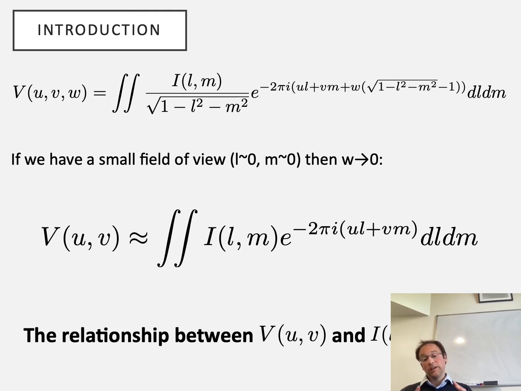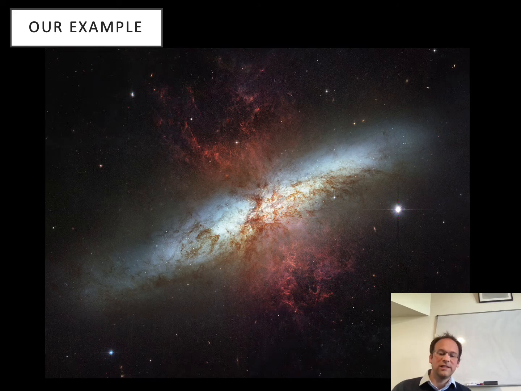And this relationship is actually the two-dimensional Fourier transform of I. So V is now given approximately by the two-dimensional Fourier transform of I. And this means that we can now just take the inverse of the right-hand side to recover the left-hand side, to recover I. And so we just have to take the inverse of the 2D Fourier transform, which is an algorithm that we can do. And so that theoretically is how you recover the image from the visibilities.